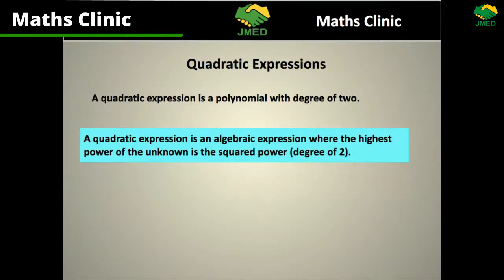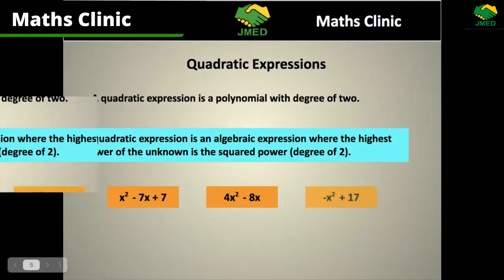A quadratic expression is an algebraic expression where the highest power of the unknown is the squared power. So the highest power is 2. Once we look at an equation that has x squared, and we talk about the degree, we're talking about squares as the highest power. For example, in this example we have x squared minus 7x plus 7. The highest power in use in this one is x squared. So that gives you an idea that this is quadratic, even though there's an x here, because the highest power of x is quadratic.